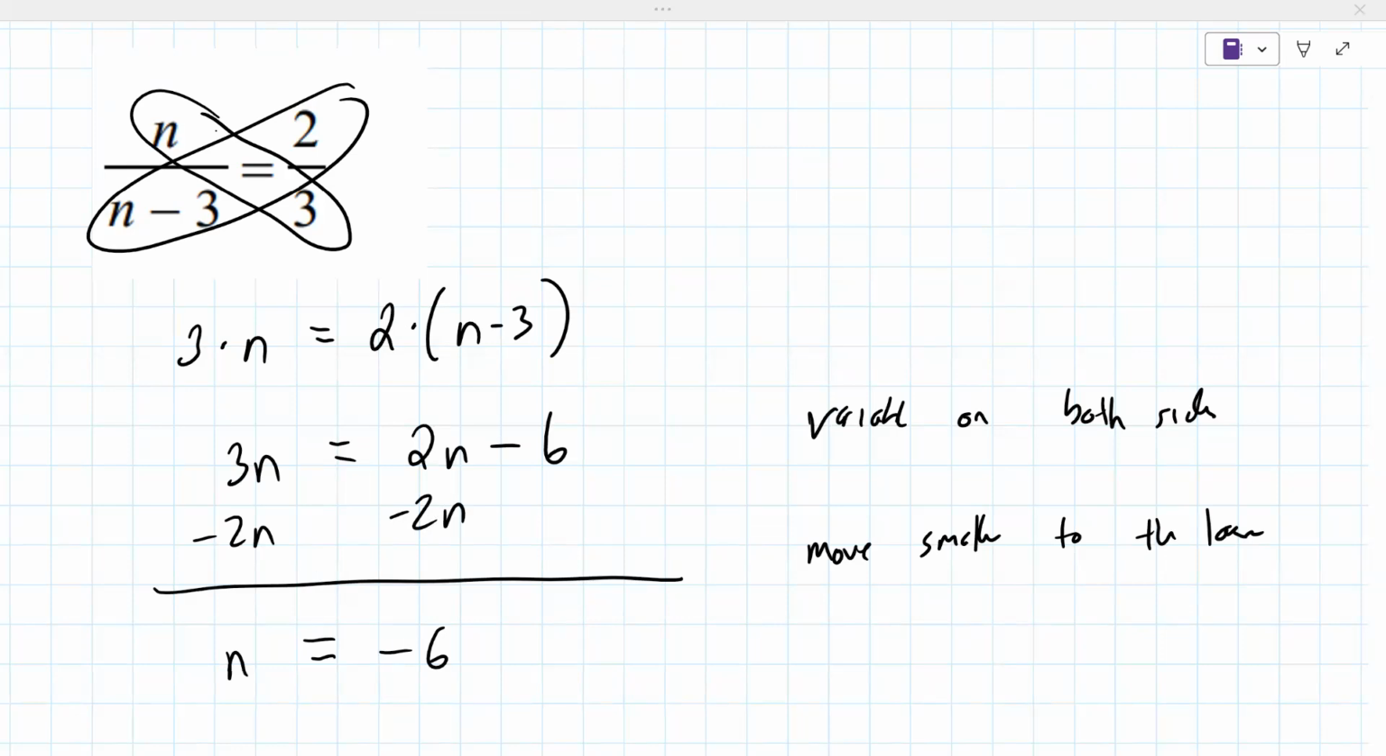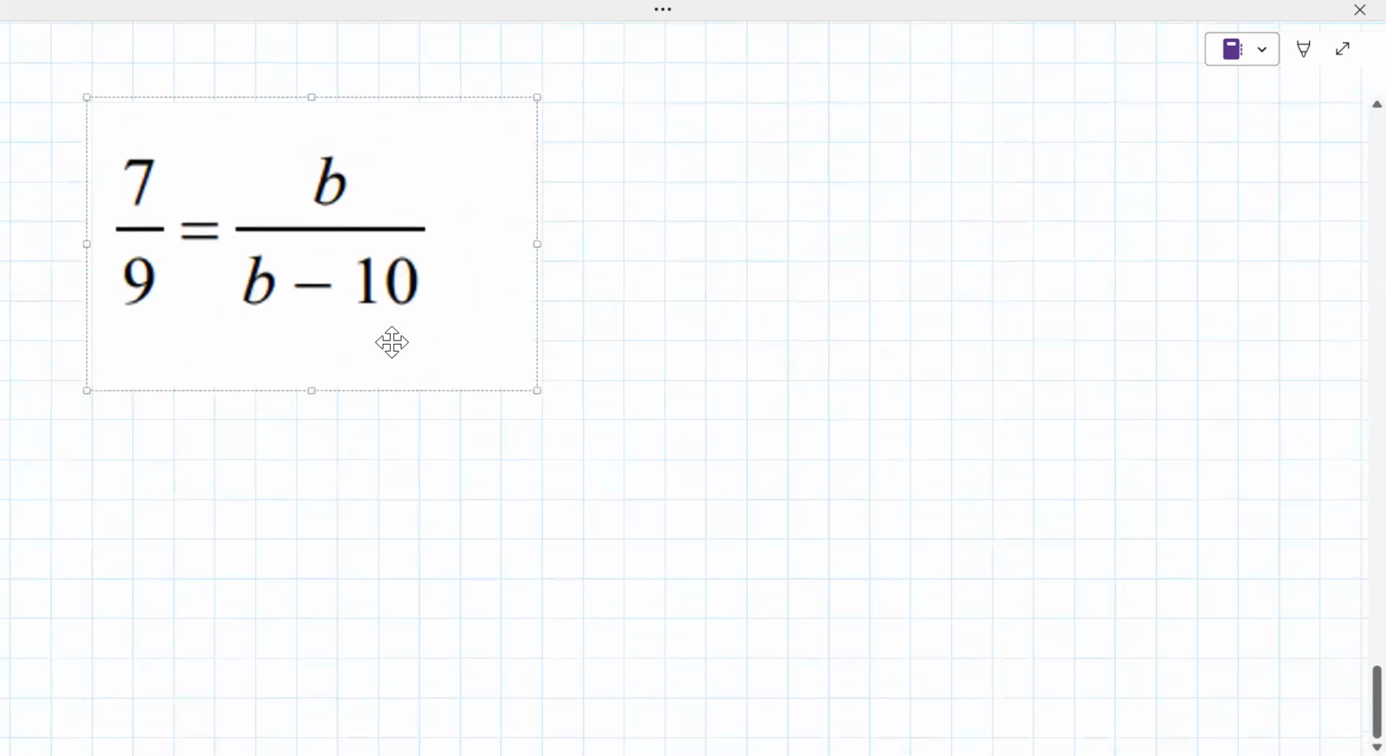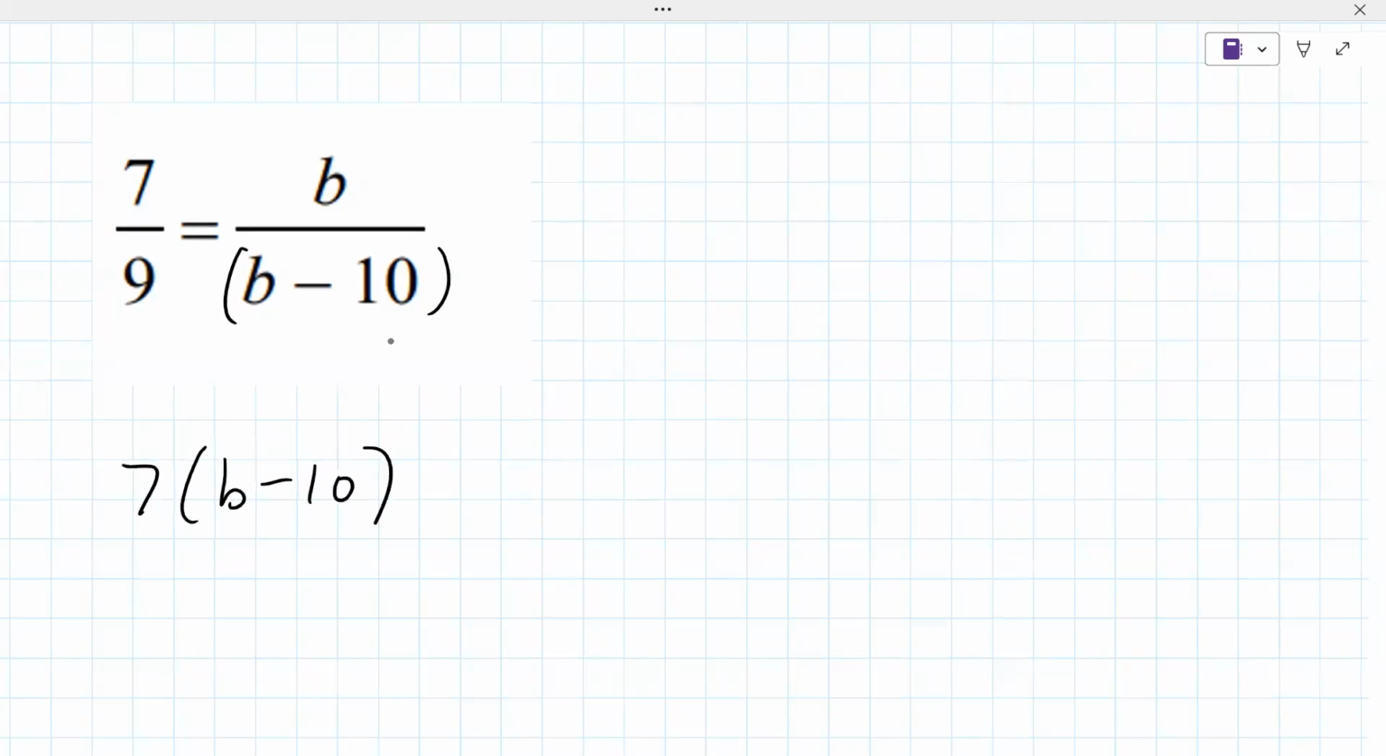Okay, now most of them won't be that straightforward. Most of them will require you to do some more stuff. So let's look at a couple more here before I have you try some on your own. You're going to take the 7 and multiply it by the b minus 10, right. And then the 9 times the b. Got it. So then you're going to distribute in here, the 7. Tell me what that becomes. That'd be 7b minus 70.